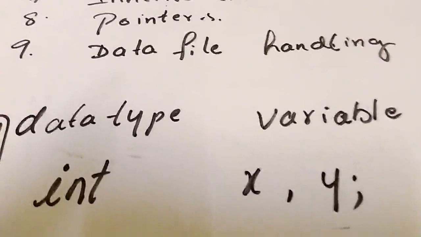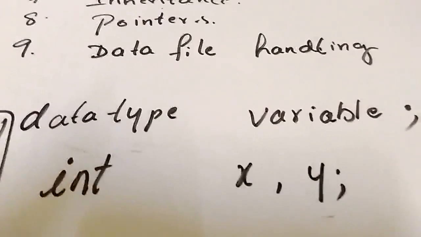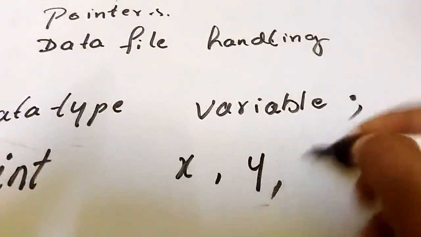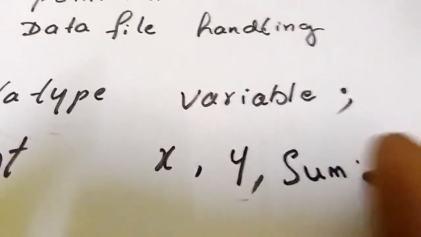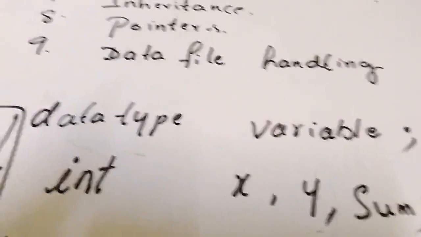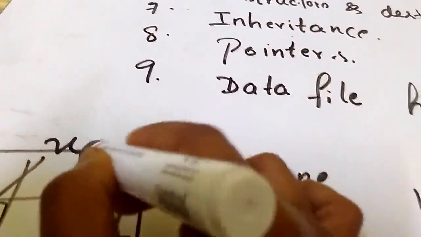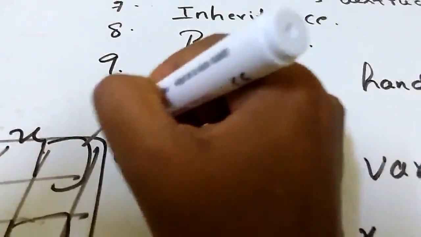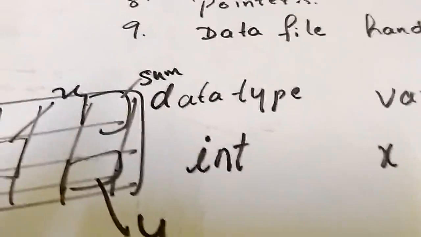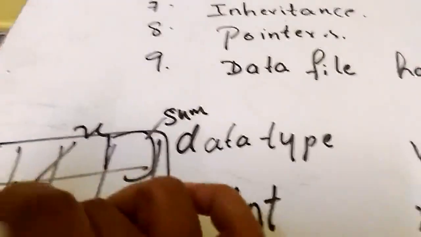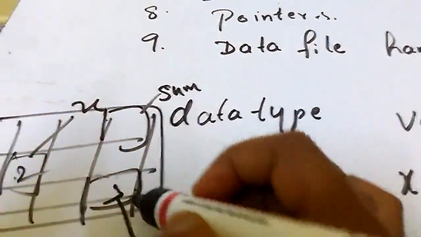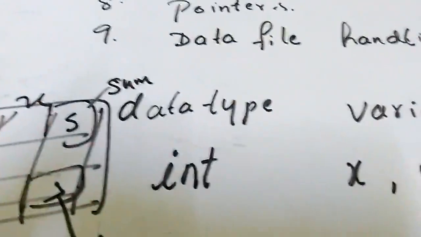After addition, we'll get a result. That result is also an integer, so I'll include one more memory. Let us take sum. These are just names, and they are all called identifiers. So somewhere memory will be allocated. This memory name is sum. If you take 2, 3 here, the result will be stored in sum.